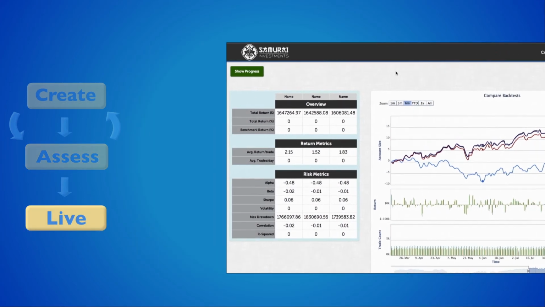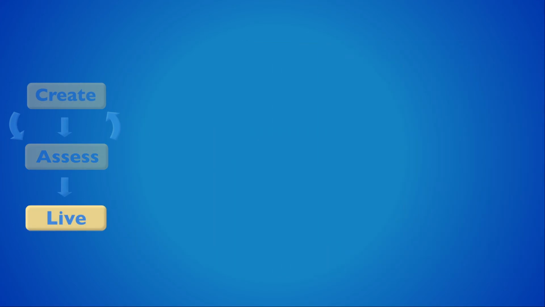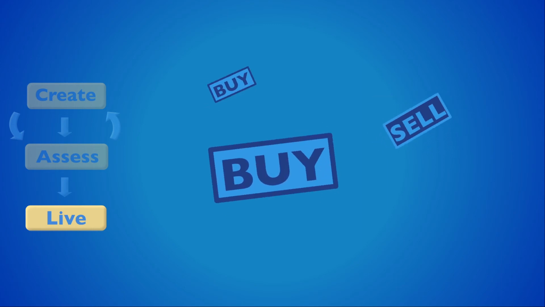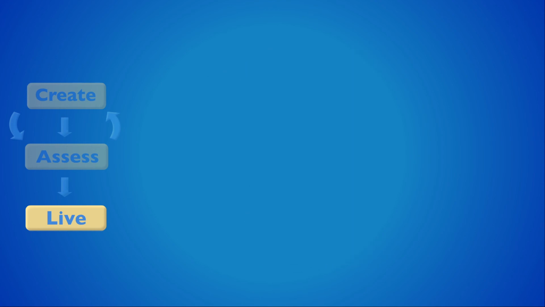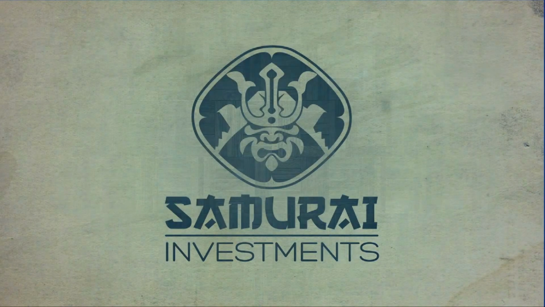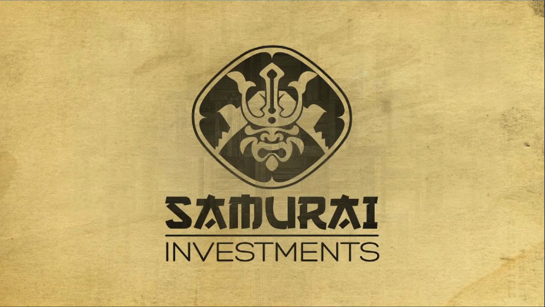Once you are confident with the backtest of a strategy, you can then push it to live feeds to see how the strategy does on new data. When you are finally ready to trade, we will send notifications to your mobile device so you can stay on top of your strategy regardless of your schedule. Hopefully this gives you a feel for how the Samurai system works.